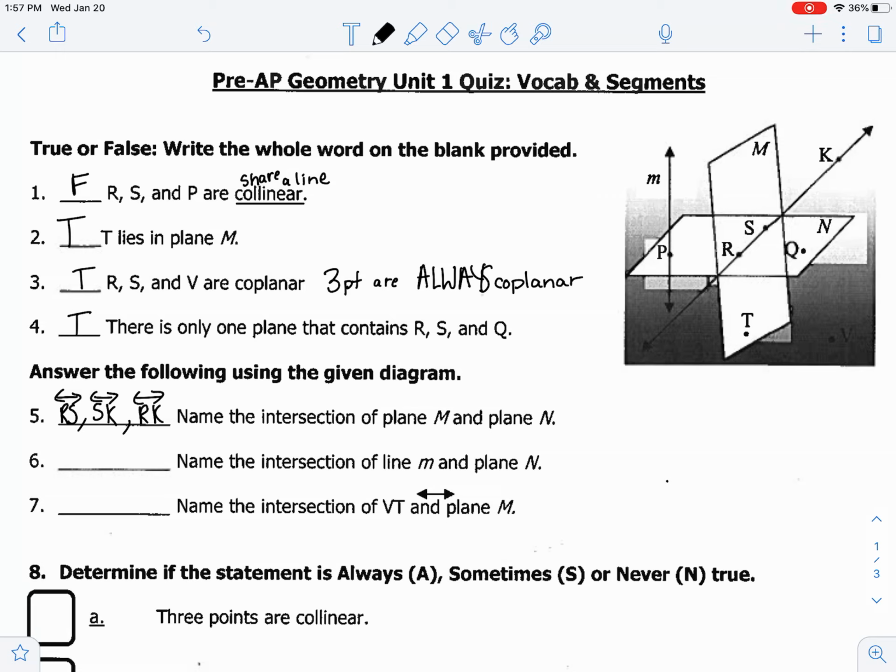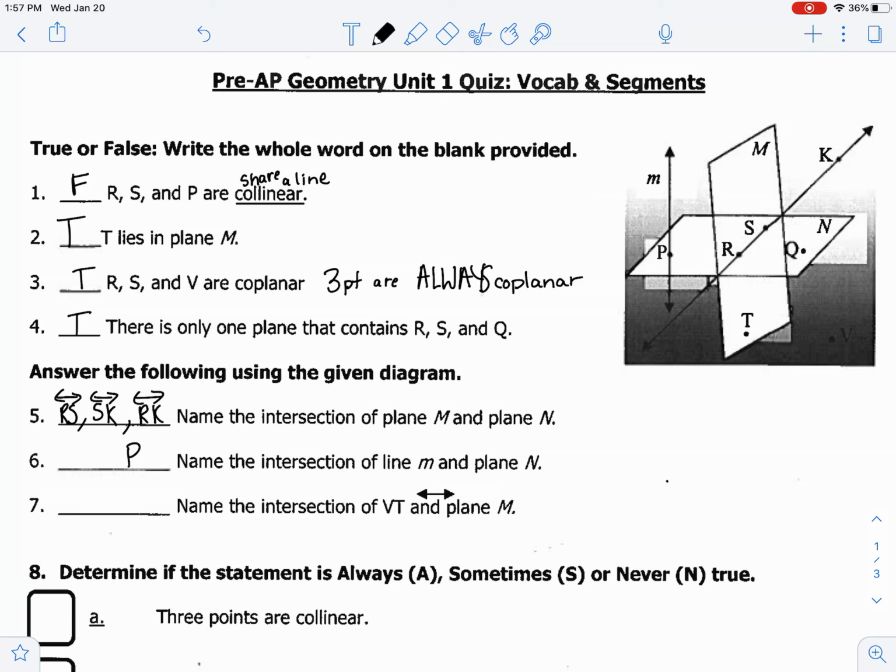Name the intersection of a line and a plane. So if you're a straight line and you pierce a flat surface, like a sheet of paper, for example, line M pierces this flat surface at point P. That's the intersection, point P. You don't have to type out point, you can just put P.